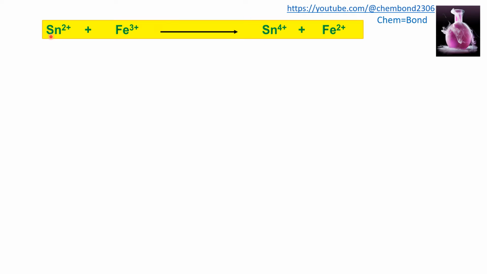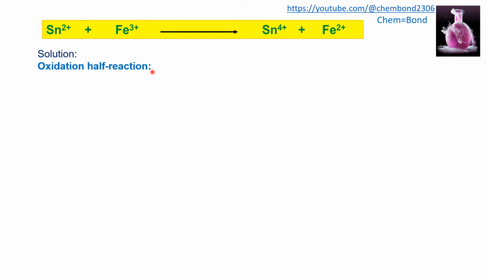If we look at the reaction, here is tin plus 2. It is converted to tin plus 4, which means that it will lose 2 electrons. If we look at the other side, ferric plus 3 is converted to ferrous plus 2, which means that it will gain 1 electron. So first we will split both reactions.